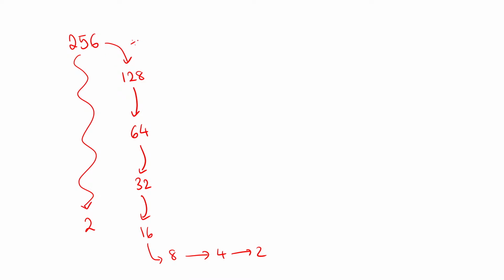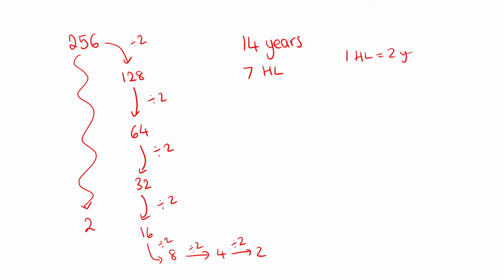So I've done it once, twice, 3 times, 4 times, 5 times, 6 times, 7 times. So if we then said that process took 14 years, then that would be 7 half-lives. So therefore, 1 half-life would be 2 years.